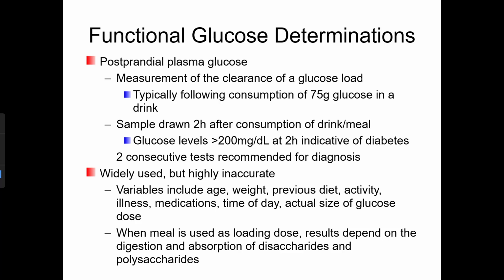It's widely used but highly inaccurate. Variables include age, weight, previous diet, activity, illness, medications, time of day, actual size of the glucose dose. When the meal is used as a loading dose, results depend on digestion and absorption of disaccharides and polysaccharides.